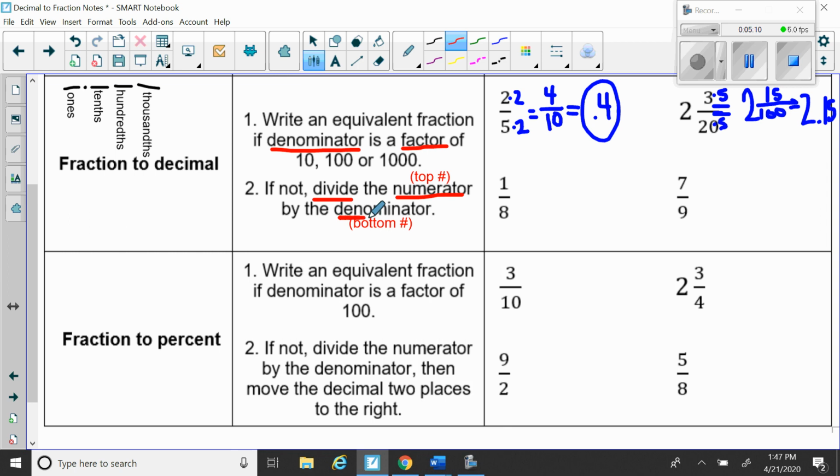So what that would look like is we would take our top number, and I'm going to show you how to do it using long division. So if you don't have a calculator, remember this is something that we did at the beginning of the year. So here we have 1 divided by 8. So what that would look like is 1 divided by, I'm going to do this in a different color actually.